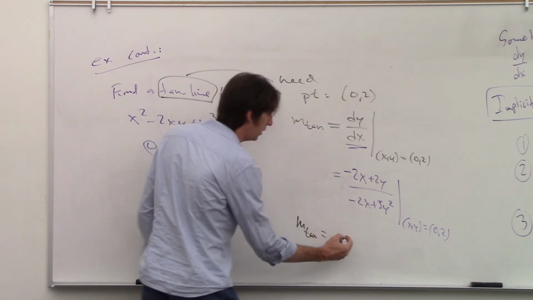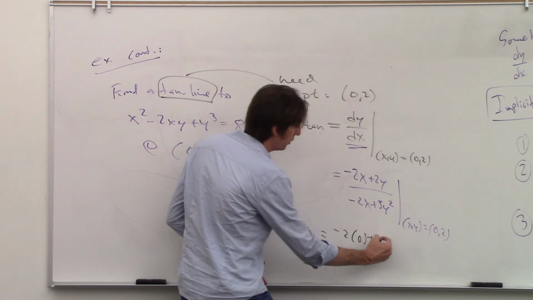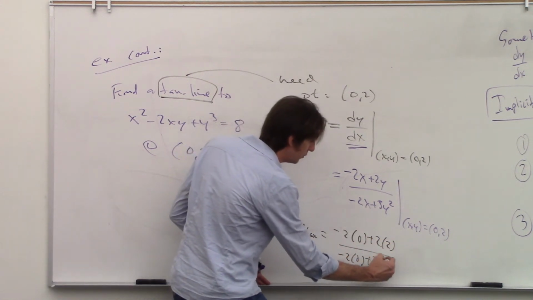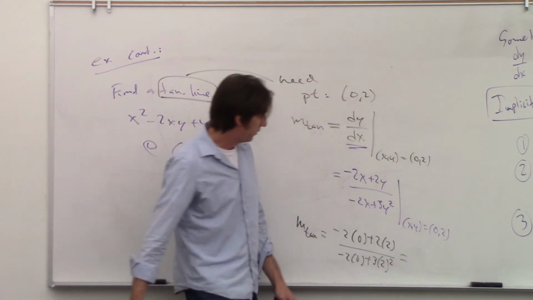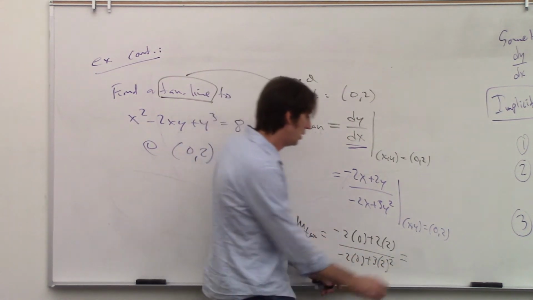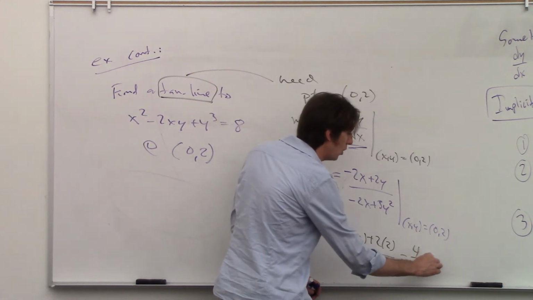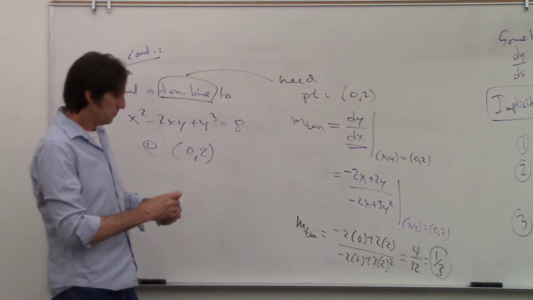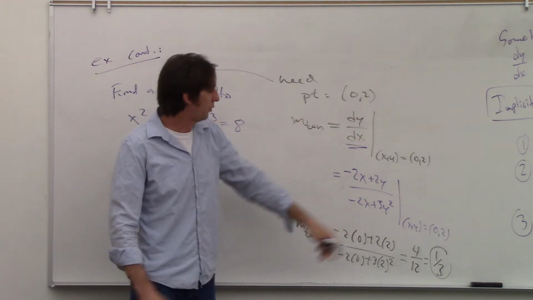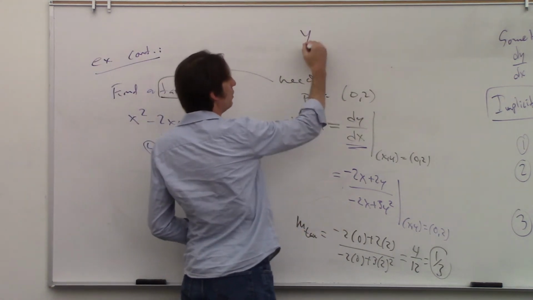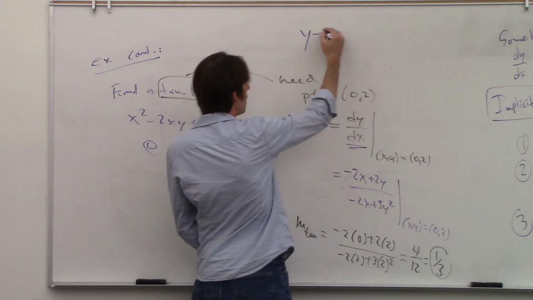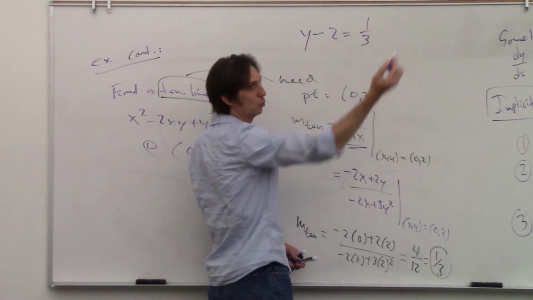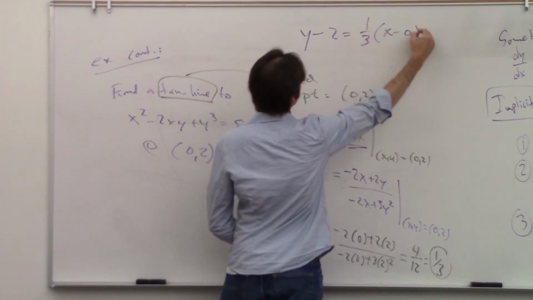So m tan is negative 2 times 0 plus 2 times 2, all over negative 2 times 0 plus 3 times 2 squared. And this turns out to be 4 over 12, or 1/3. And so that's the slope. We know the point is (0, 2), we know the slope is 1/3, and so using our point-slope formula, the tangent line is y minus 2 equals the slope, which we just found is 1/3, times x minus 0.